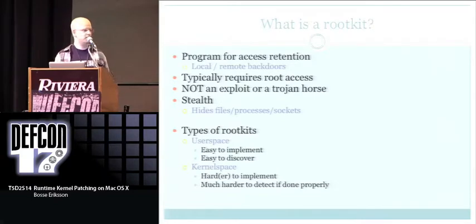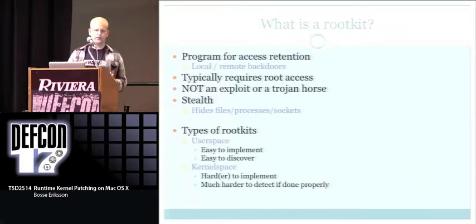Basic types of rootkits are user space rootkits and kernel space rootkits. Those are the main categories. The user space rootkits are easy to implement and therefore easy to detect. The kernel ones are a bit harder to implement and much harder to detect if they are done properly, since you are at the kernel level of the OS and you can manipulate pretty much anything you want.